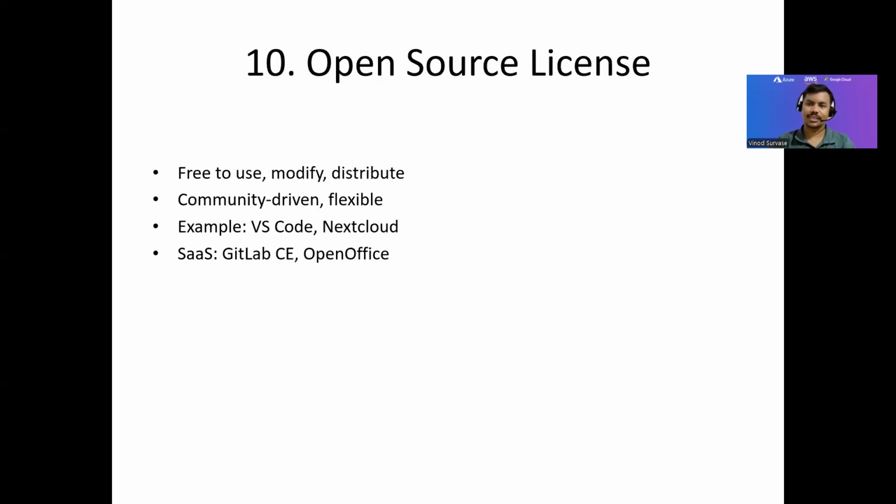Next is open source licensing, where it is free to use and available to modify and distribute, and it's community driven and flexible for everyone. That means it is not chargeable, though many open source platforms are available in some cases for a charge as well. Those are charged based on the capacities, services and features they provide additionally, which is not there in the free to use plan or free to use licensing, right?